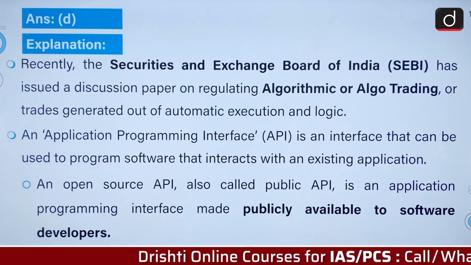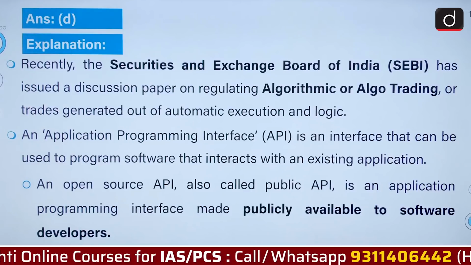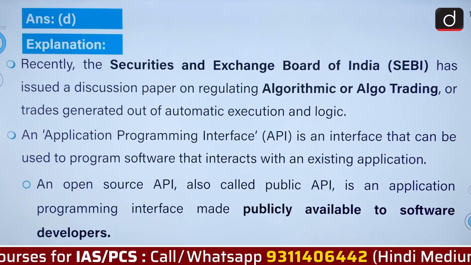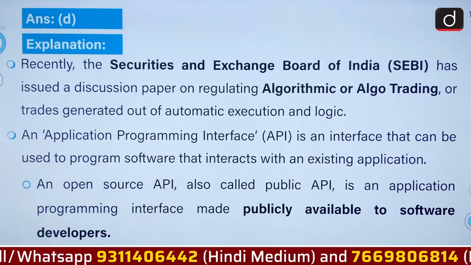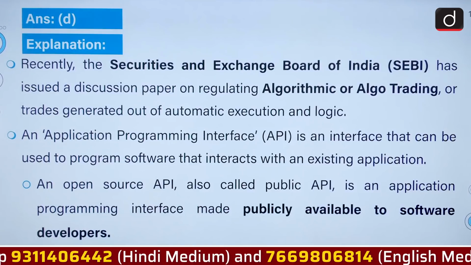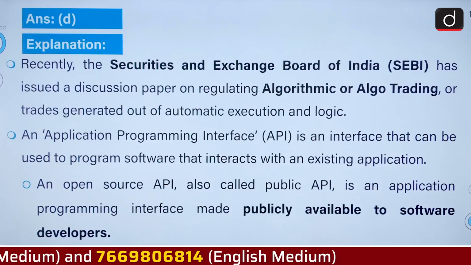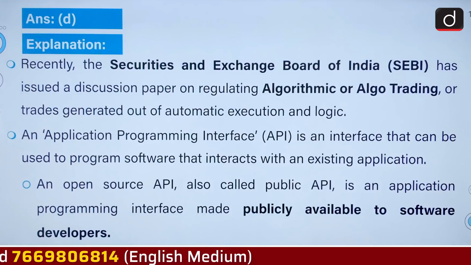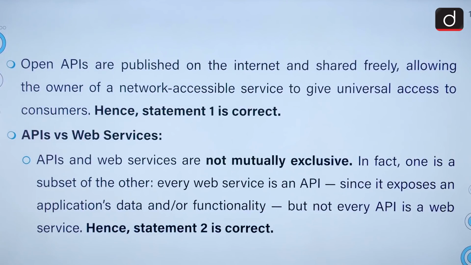So recently, the Securities and Exchange Board of India has issued a discussion paper on regulating algorithmic or algo trading, or trades generated out of automatic execution and logic. An application programming interface is an interface that can be used to program software that interacts with an existing application. An open source API is also known as public API. It's an application programming interface made publicly available to software developers. Open APIs are published on the internet and shared freely, allowing the owner of a network accessible service to give universal access to consumers.